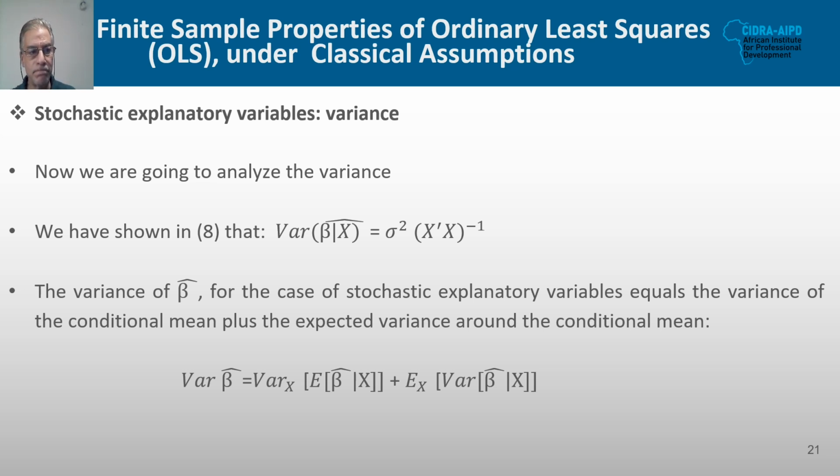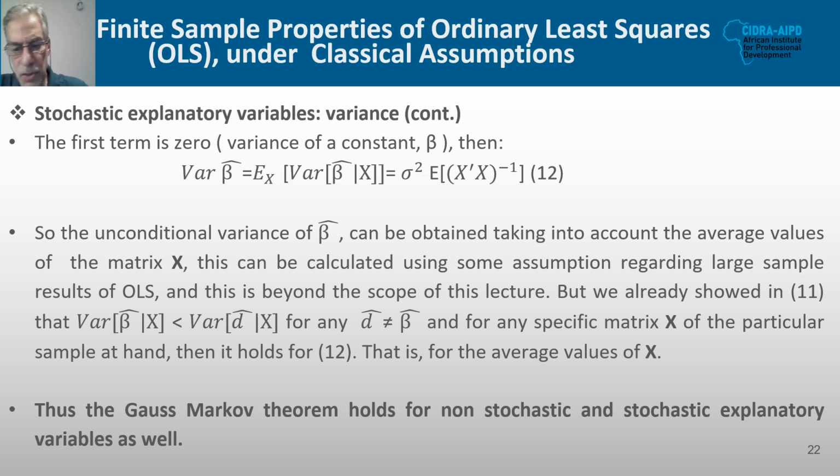Regarding the last equation, we see that the first term is 0, since it is the variance of a constant, beta. And the second term is expressed in equation number 12. So the unconditional variance of beta hat, the OLS estimator, can be obtained taking into account the average values of the matrix X.